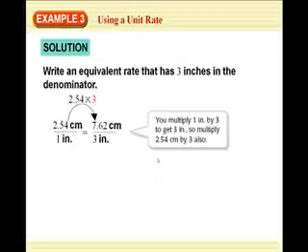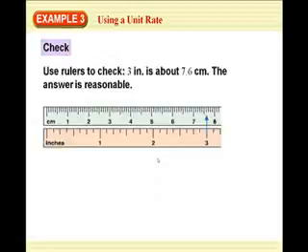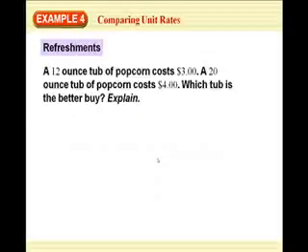Okay, so they're showing that they're multiplied by 3 just like we did. Use the ruler to check. 3 inches is about 7.6 centimeters, so our answer is reasonable. Example number 4, comparing unit rates.